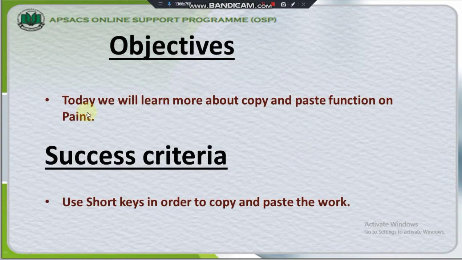Objectives. Today we will learn more about copy and paste function on Paint. Success criteria. Use short keys in order to copy and paste the work. What are the short keys? Yes, the short keys are Control C we use to copy and we use Control V to paste the work.